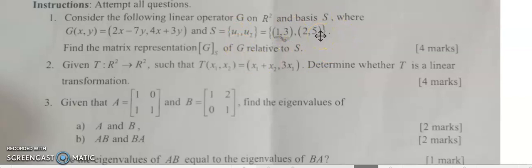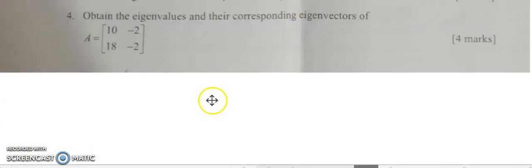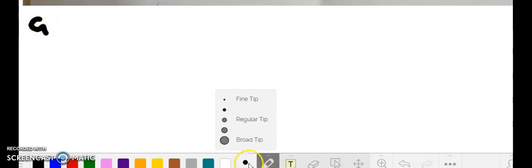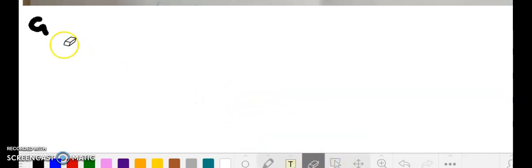So where exactly are we supposed to start? Since we already have the question, let's have the solutions. Let's take a pen. Let's take the smaller pen, this one is too big.